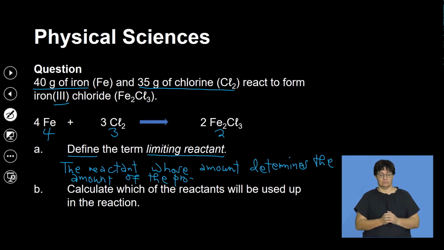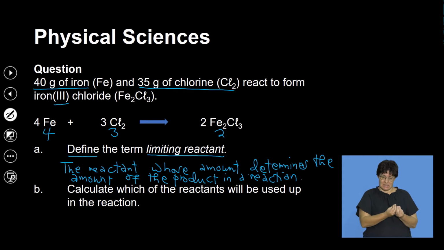of product in a reaction, okay? So in other words, we are saying that this is the substance or the reactant that gets used up. So the amount of product that is obtained in a chemical reaction depends on the quantity of the limiting reagent, okay? Now the follow-up question says, calculate which of the reactants will be used up in the reaction, right?